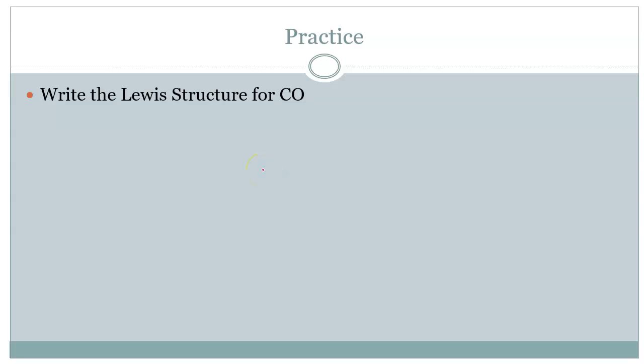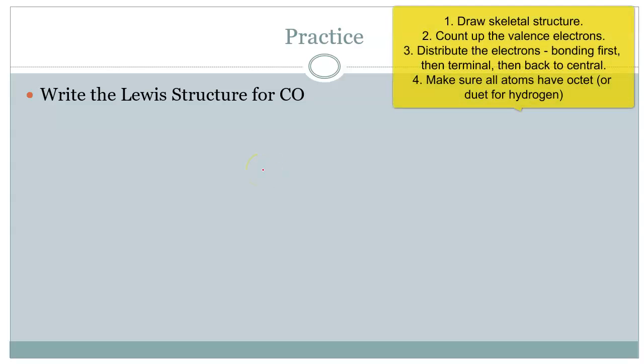So our first step is to draw our skeletal structure. In this case, we just have 2 elements, so I'm just going to draw like that. We're going to then count up our valence electrons, and so we have 4 valence for carbon, and we have 6 valence for oxygen, so we have 10 electrons that we need to place around the atoms.